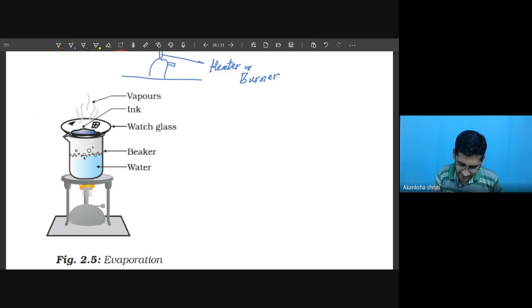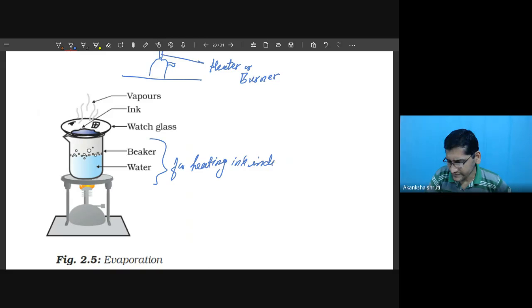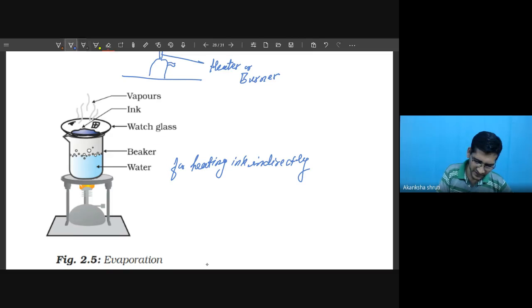So this is the setup, right from here to here. This setup is for heating ink indirectly. If you heat it directly, the ink itself disintegrates and will no longer be ink; it converts into new components. Like sugar, if you heat it, it also converts into carbon dioxide and water. So this is the watch glass, or even up to this much we can say. These three things are used for indirect heating.